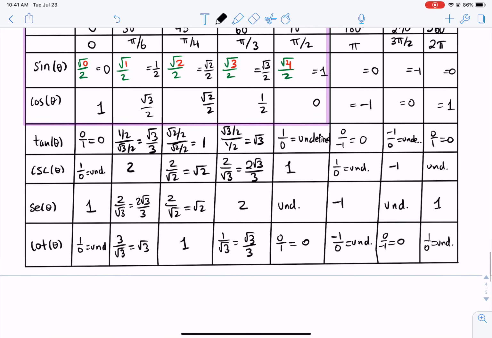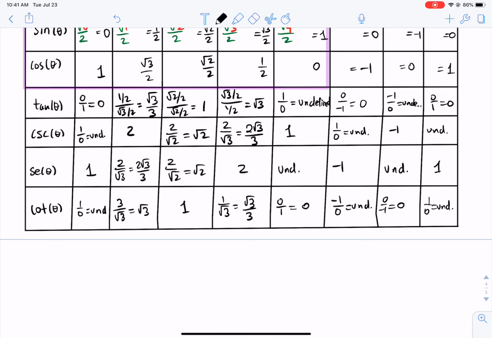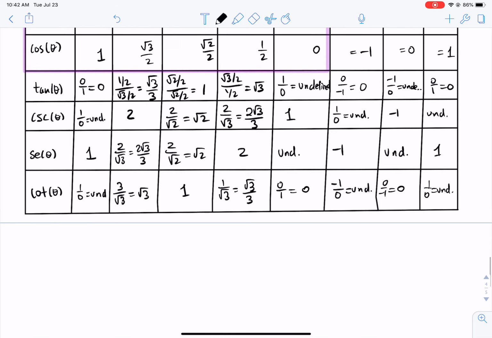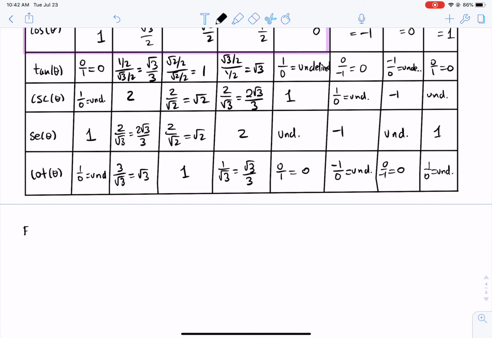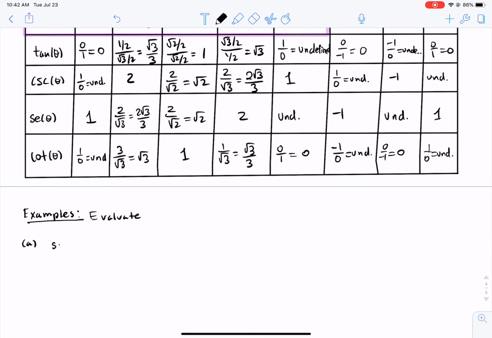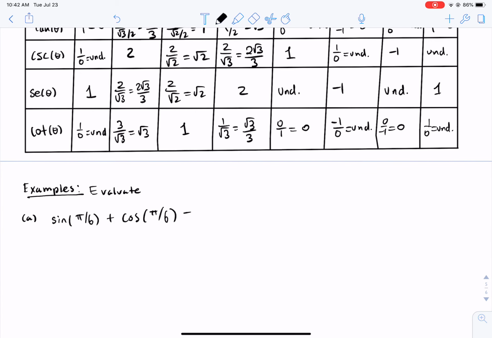So here is a question, right? Because we don't have a calculator, or we are not allowed to have a calculator. Let's evaluate this. Here's an example. Evaluate A. What is sine of pi over 6 plus cosine of pi over 6? What is that equal to?